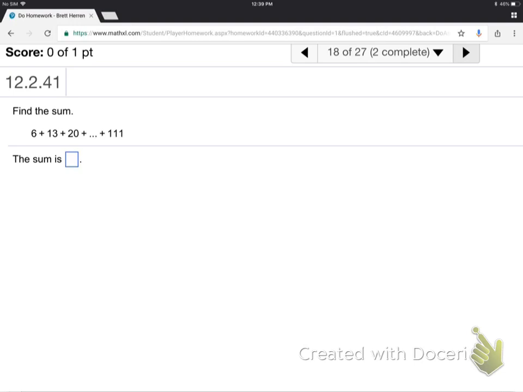So use the S sub n formula we just used. N over 2 times A1 plus An.